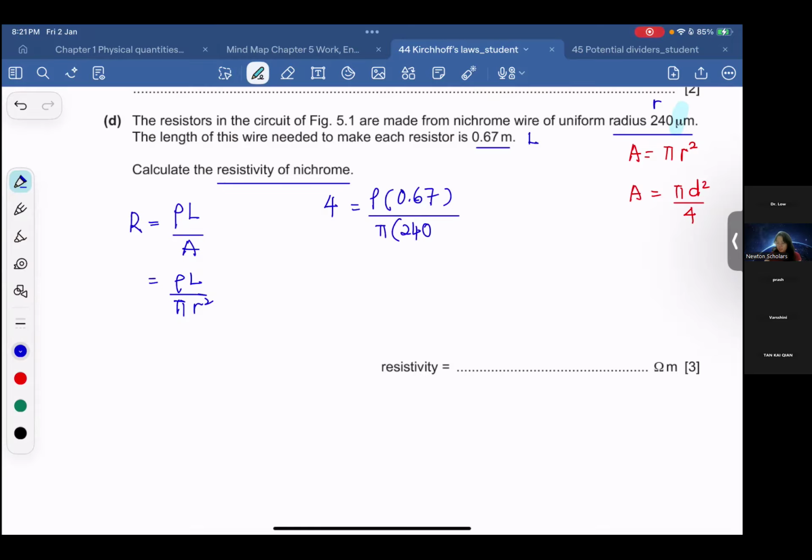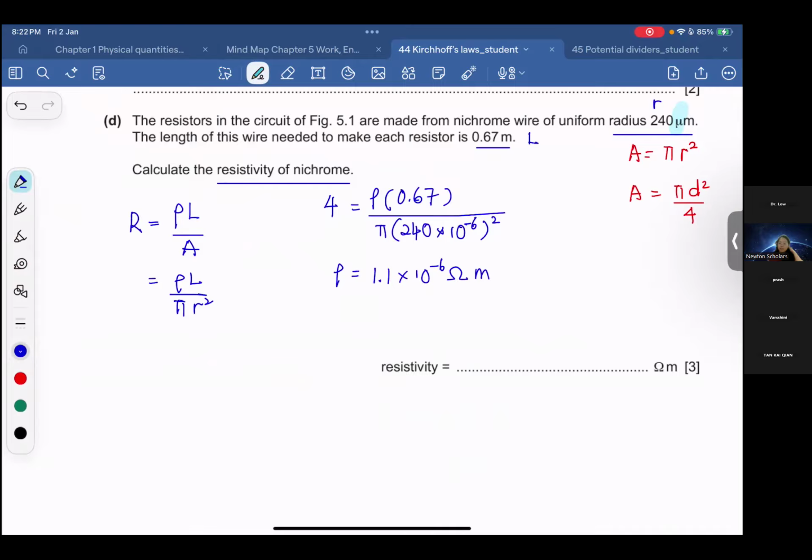R240. What is this symbol? This symbol is times 10 power of negative 6. Okay, times 10 power of negative 6, so square it. Any of you know the... why so funny? Oh, you also don't know. Okay, here is my answer: 1.1 times 10 power negative 6 ohm meter.